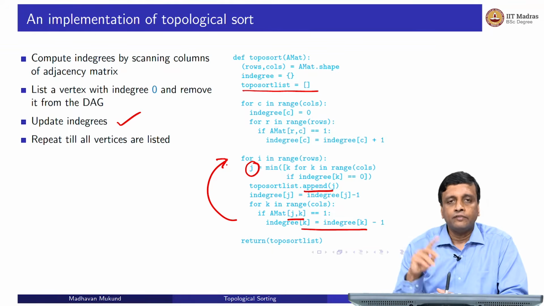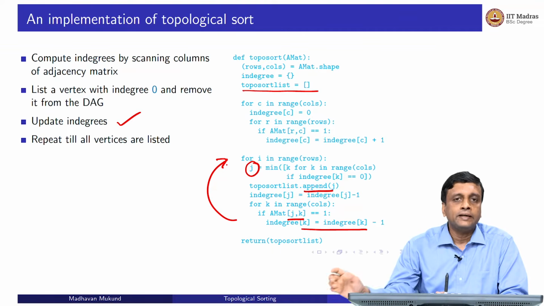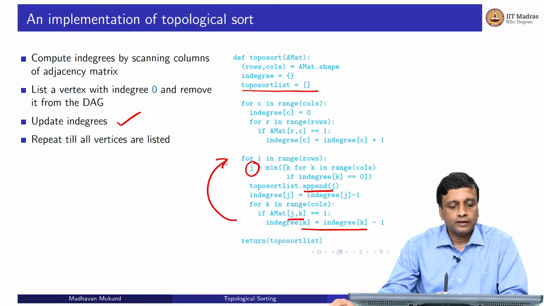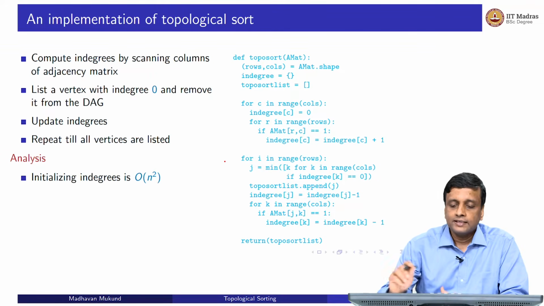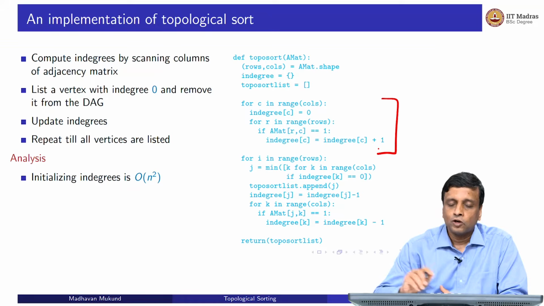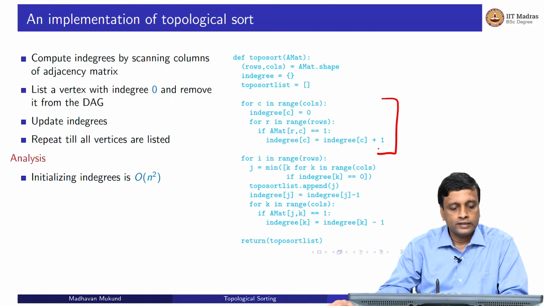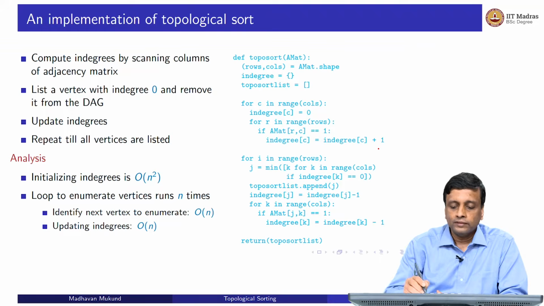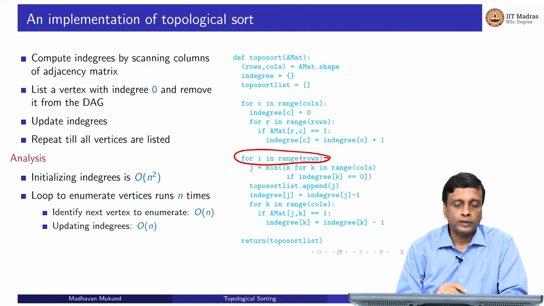Now I know that in every such iteration I am going to come out with one more vertex. So effectively I have a loop which runs as many times as there are vertices in my graph, right? So if you want to do an analysis, this step of initializing the in-degrees, because it requires me to walk down every column in my adjacency matrix, is order n squared. And then I have to run this loop n times, right? So I am doing for i in range rows, which is 0 to n minus 1.